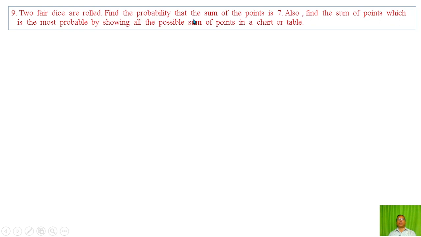Find the probability that the sum of the points is 7.